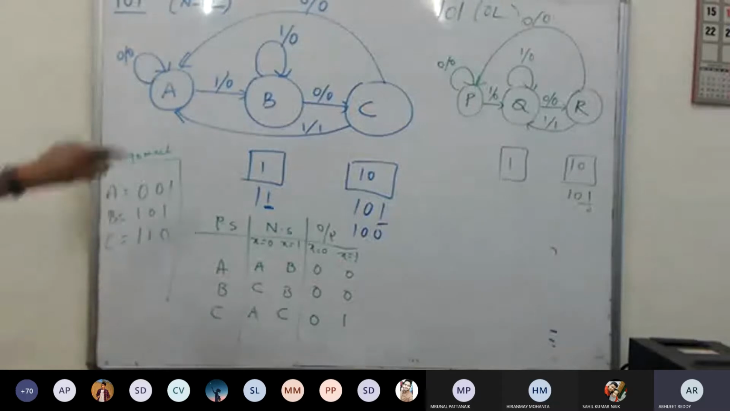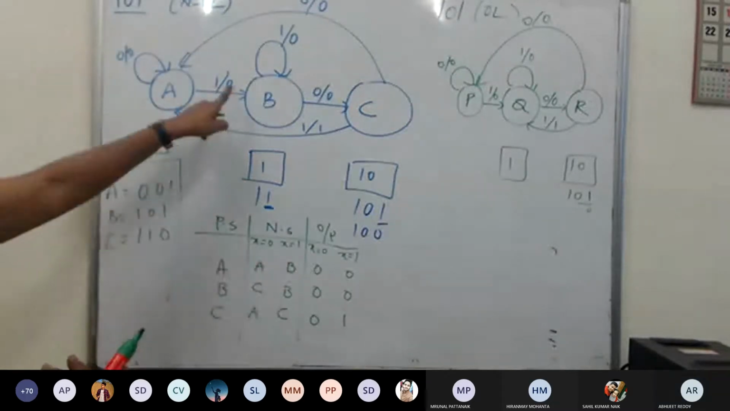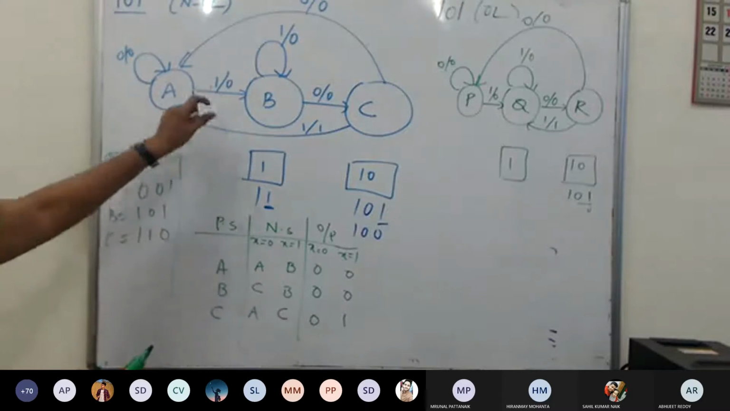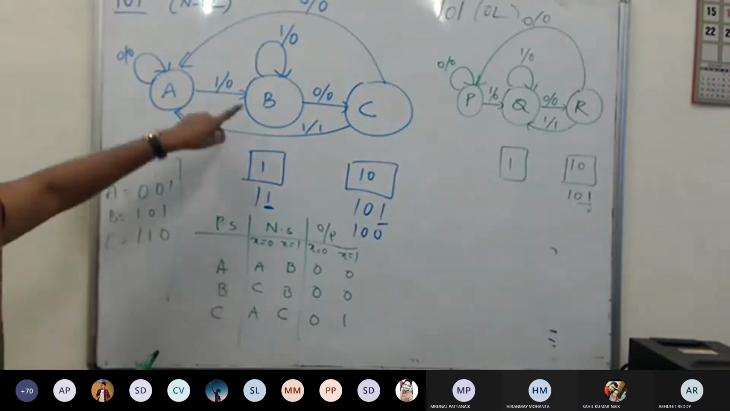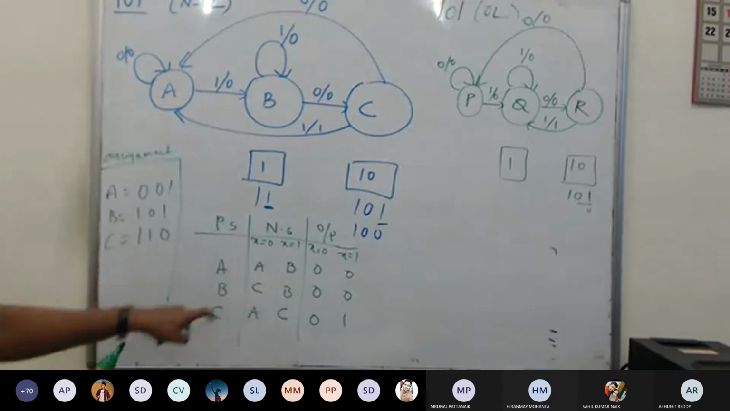Non-overlapping, right? No, this one. For this one only I am writing, for this only I am checking. I'm just writing the state table pertaining to this. A to B, B to correct only, na?